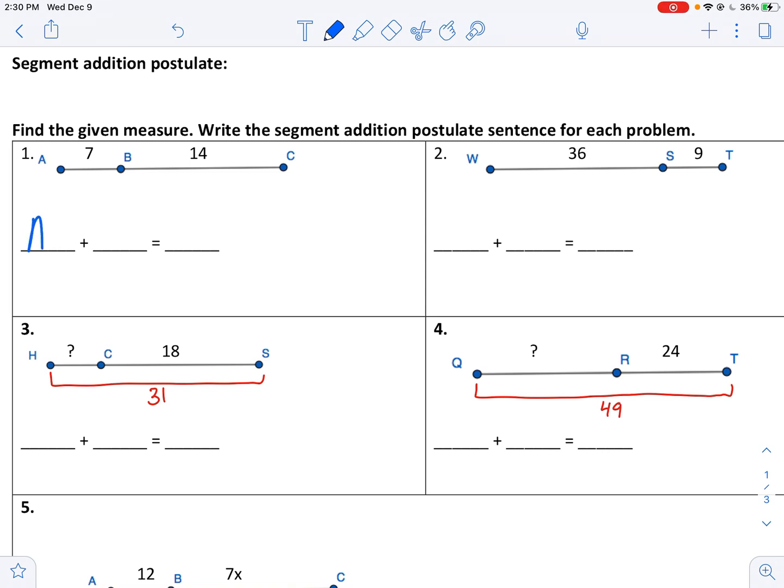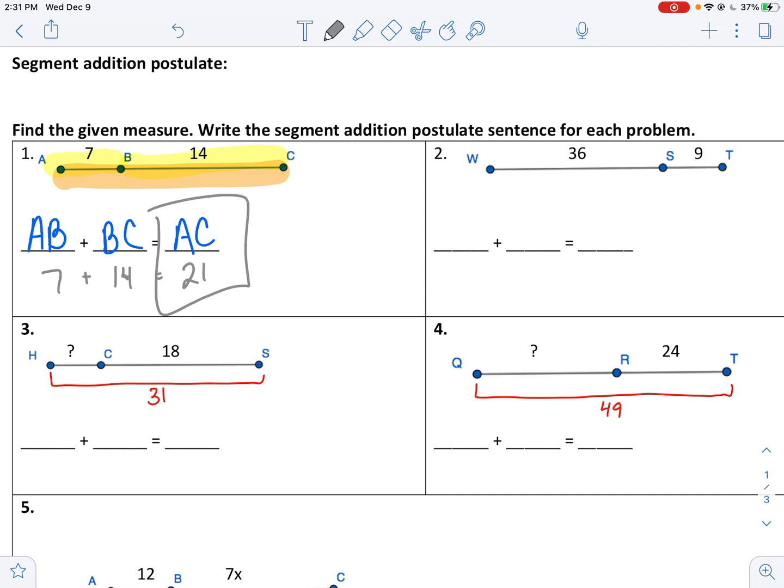So our segment addition postulate says AB, here's AB, the first part, plus BC, the second part of my segment. If I combine those, I would get AC. So if I put the two little pieces together, AB and BC, I get AC. And then we can substitute in our known values. 7 is AB, BC is 14, and that would equal my whole segment of 21. So anytime you have those two numbers there, just two constants, add them together to get your value for the entire segment.